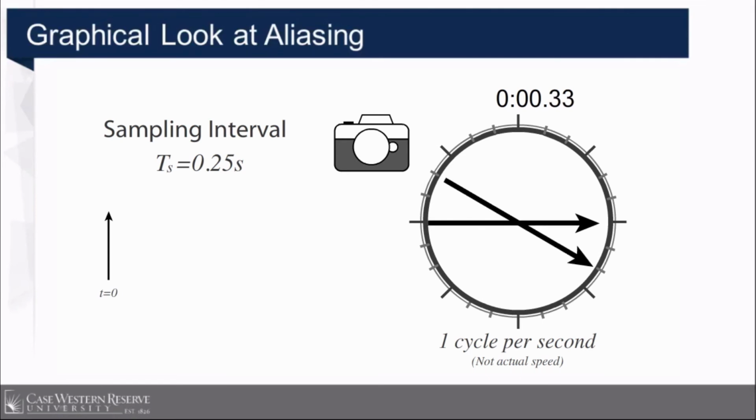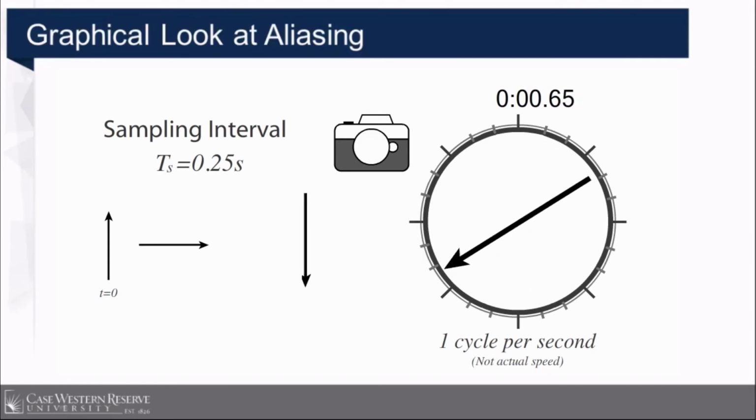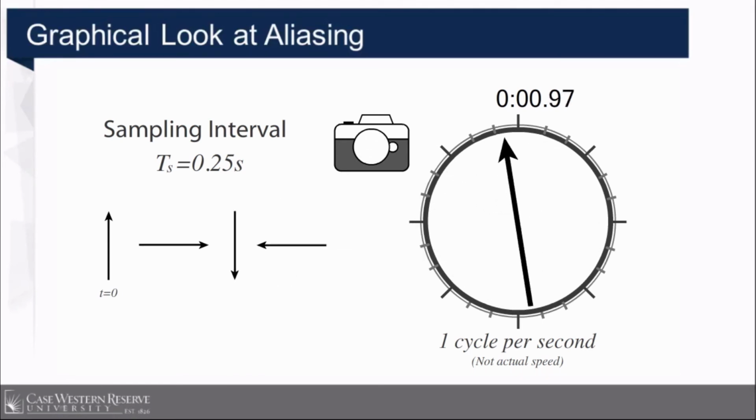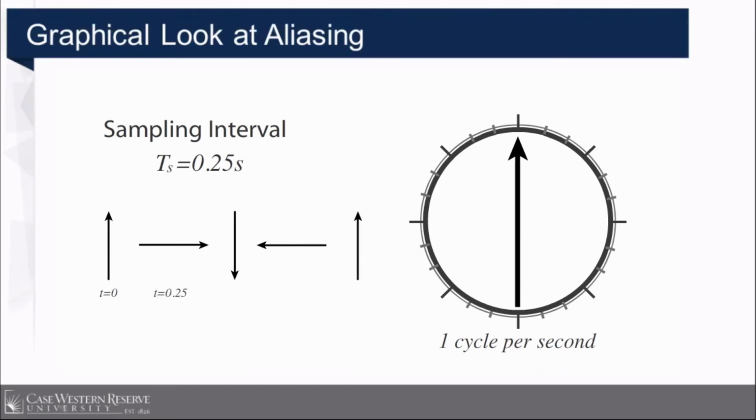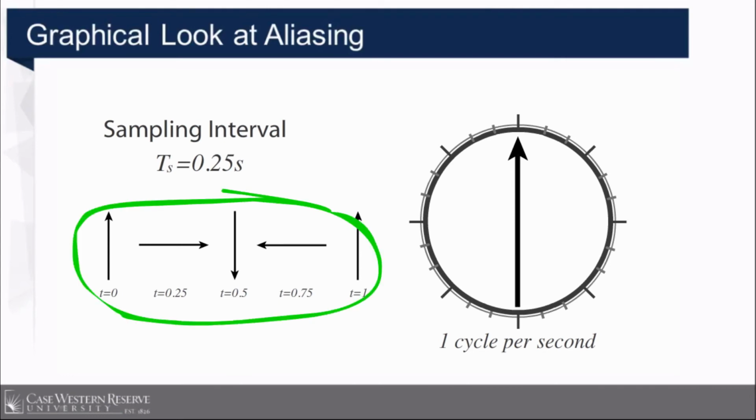So at t equals 0, our arrow is pointing straight up. And after one interval, we sample our signal again, and we see that our arrow is pointing exactly to the right. We let another Ts interval go by, so at t equals 0.5, our arrow is pointing down. At t equals 0.75, our arrow is pointing to the left. And at t equals 1, our arrow is pointing up again. So this here is all of the information that I have.